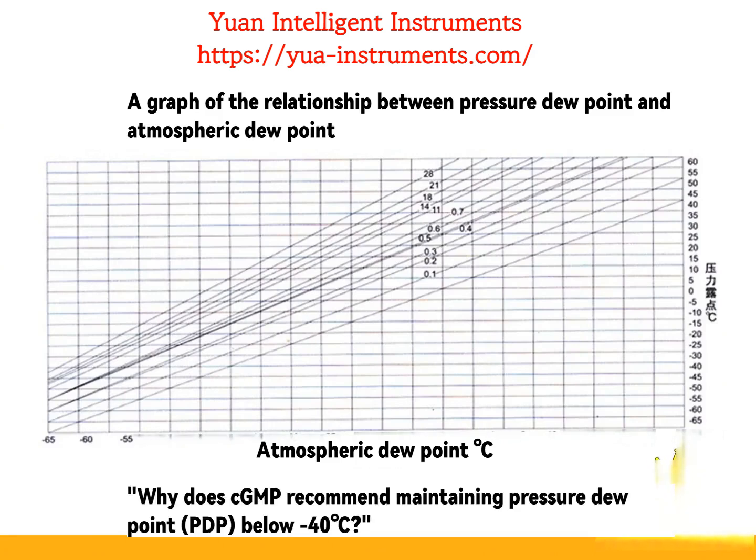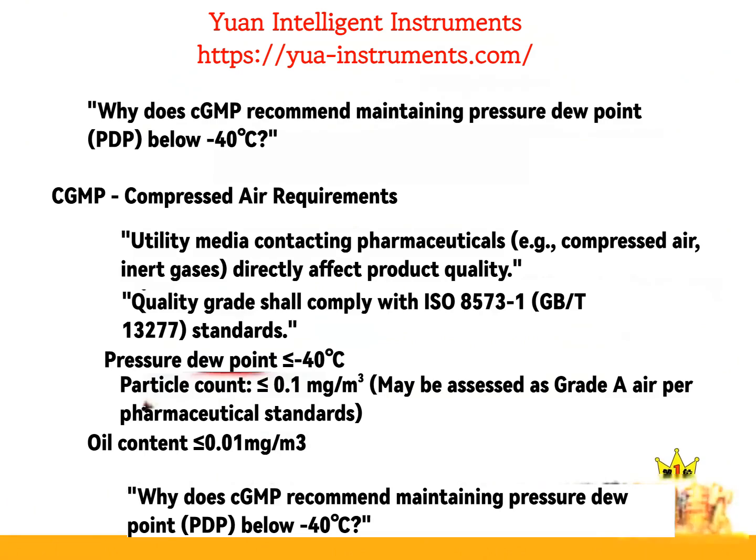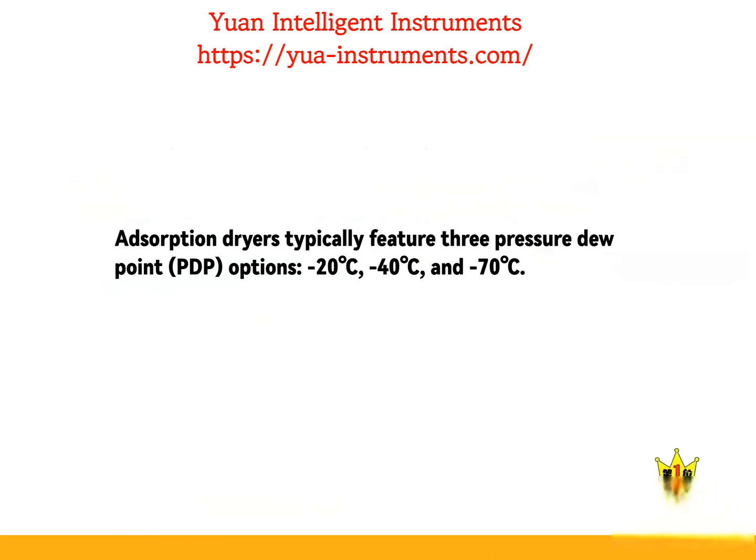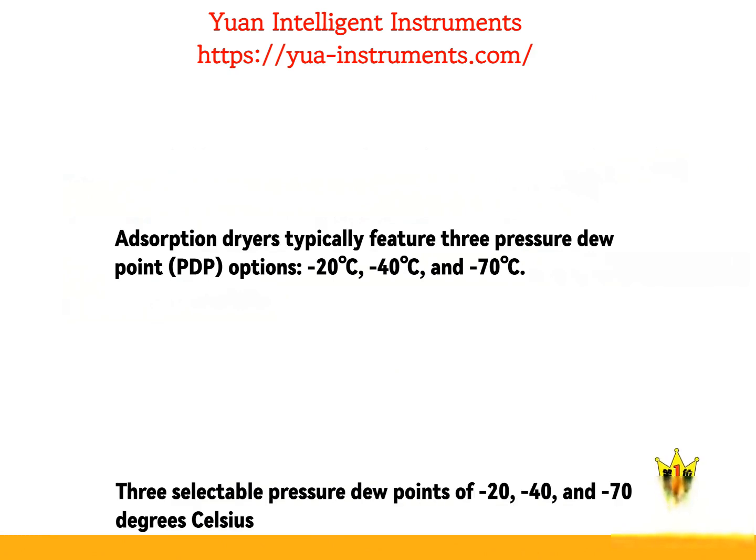Why does CGMB recommend maintaining pressure dew point, PDP, below -40 degrees Celsius? This is because a pressure dew point superior to -26 degrees Celsius can not only prevent corrosion, but also inhibit the growth of microorganisms. Adsorption dryers generally have 3 selectable pressure dew points of -20, -40, and -70 degrees Celsius.